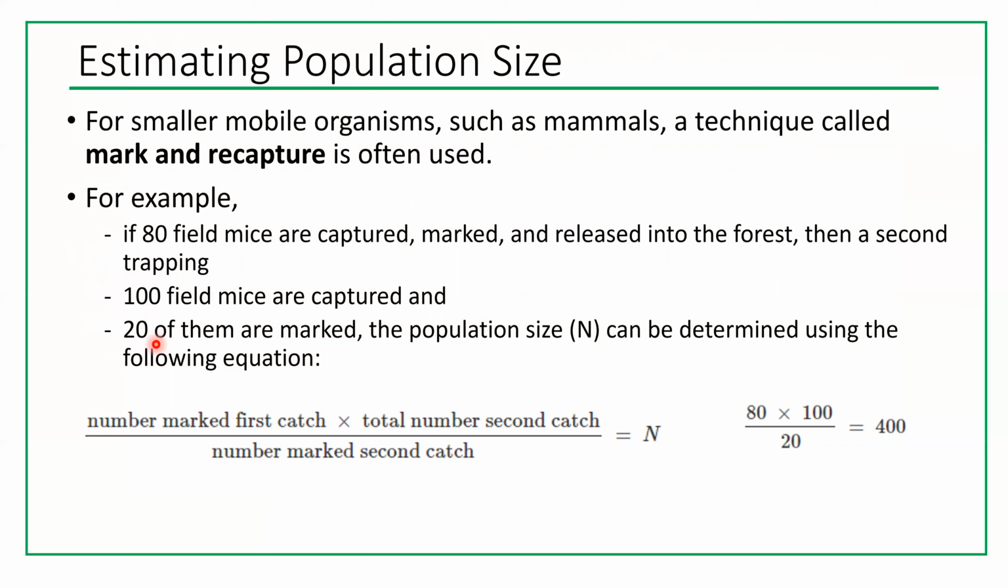We need the three numbers, and this is the formula: number marked first catch multiplied by total number of second catch, so 80 by 100, and divide by number of marked, previously marked for the second capture, right? So that's the formula, allows us to estimate that if we have this number, our population size is about 400 mice.